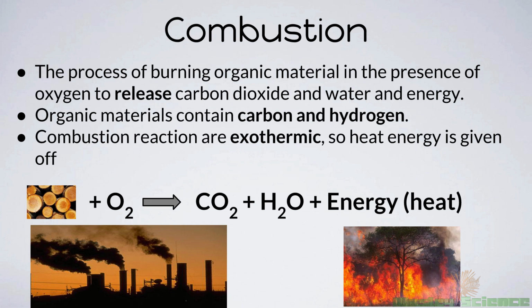So combustion is part of the carbon cycle, and this is the part of the carbon cycle that we as humans are worried about, because we are producing so much combustion. We are releasing carbon dioxide into the atmosphere at a much higher level than what it is naturally used to. So this is the part of the carbon cycle that we as humans can really control.